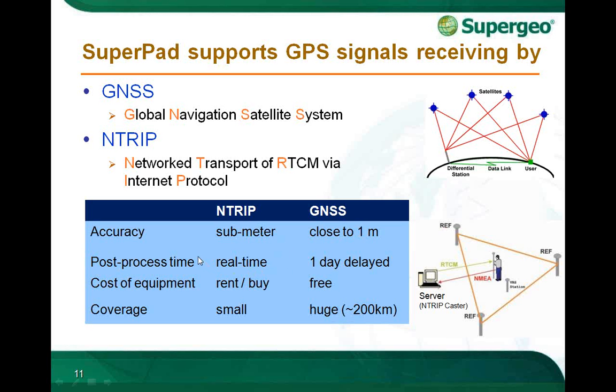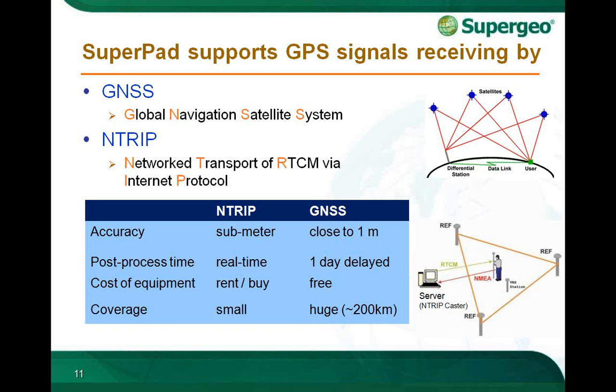For the first one, accuracy: NTRIP can reach the centimeter level, or as some say, survey grade level. And for GNSS, it's close to 1 meter. NTRIP provides real-time correction, but for GNSS, it takes time to upload the correction data, so maybe there is a 1 day delay. Next, to apply NTRIP, you need to rent or set up your own reference stations, so some fee may be incurred. But for GNSS, the reference stations are public and free to use.